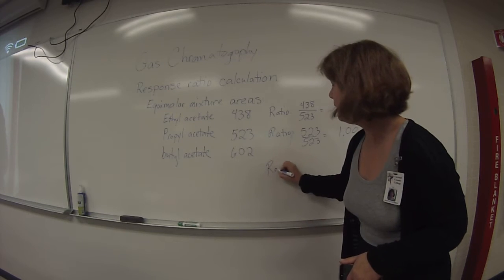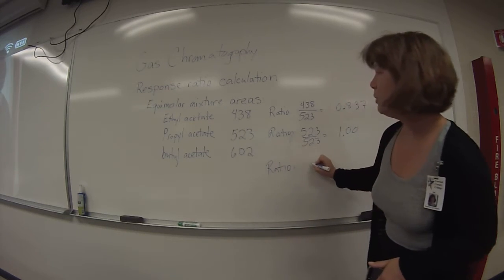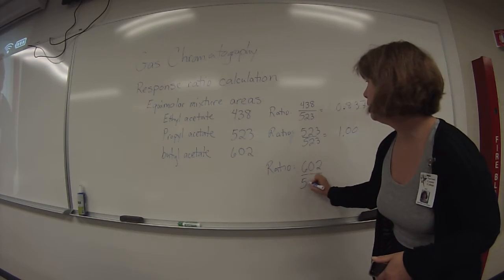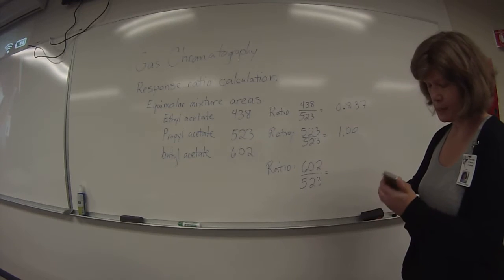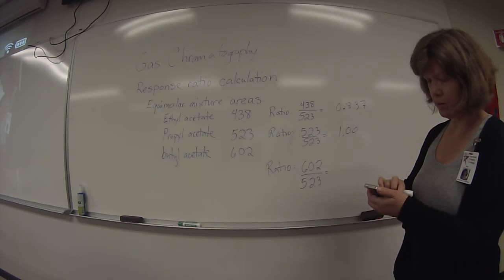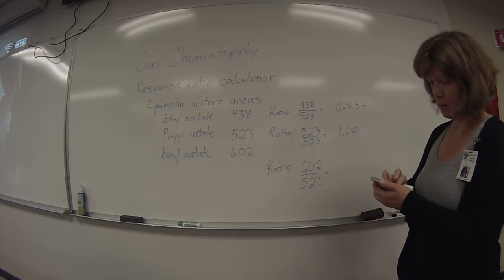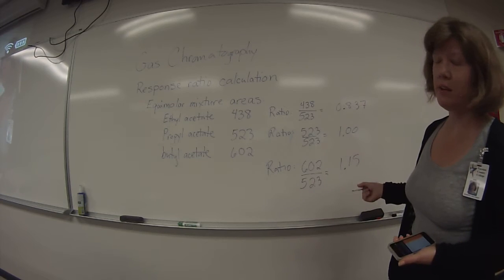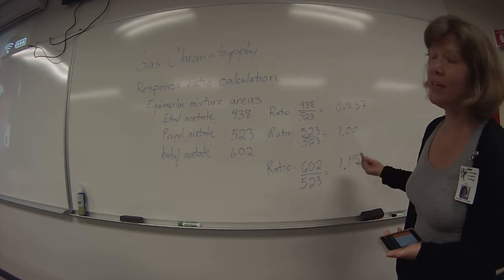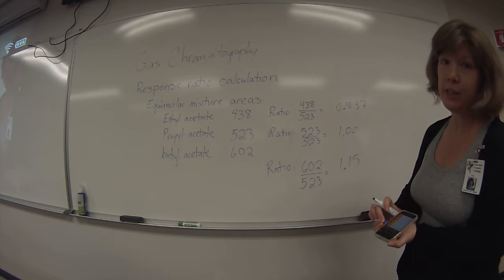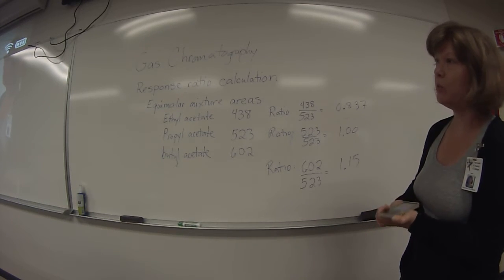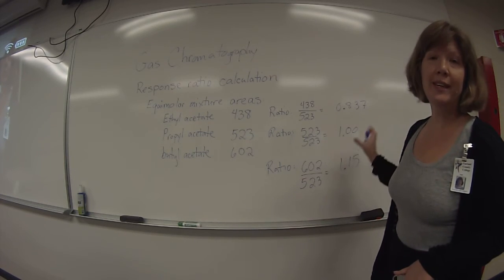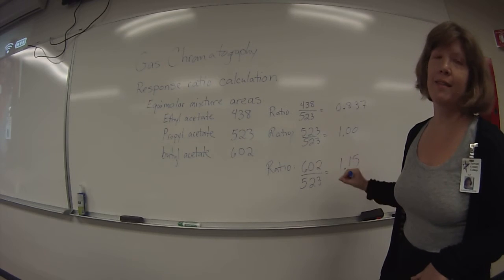For butyl acetate, the response ratio is larger than it would be, so it's 602 divided by 523. So that ratio is 1.15, in other words, 115% of what it actually should be if it gave a linear response for each of these three compounds. All right, so these are the response ratios for an equimolar mixture of ethyl acetate, propyl acetate, and butyl acetate.